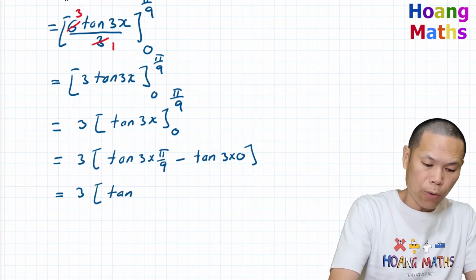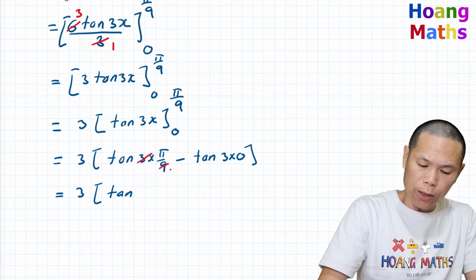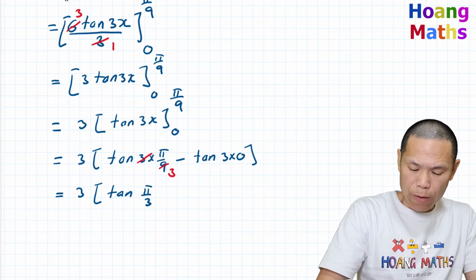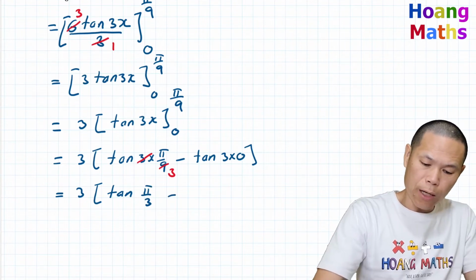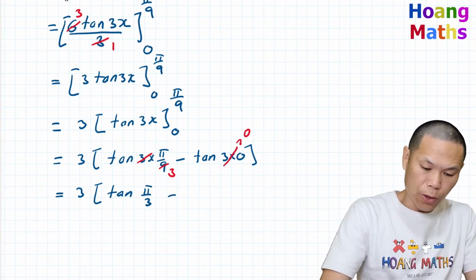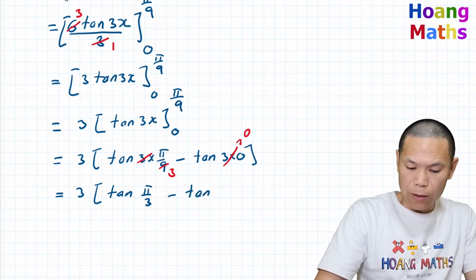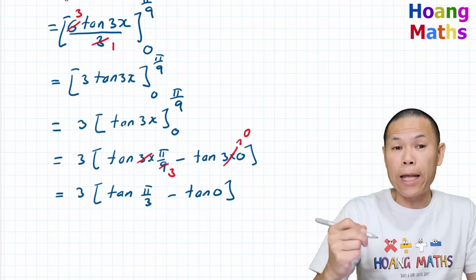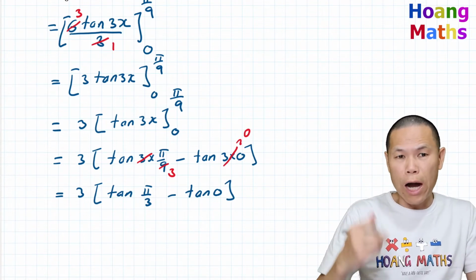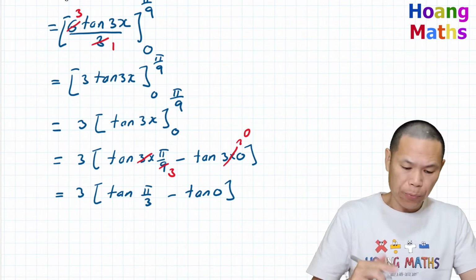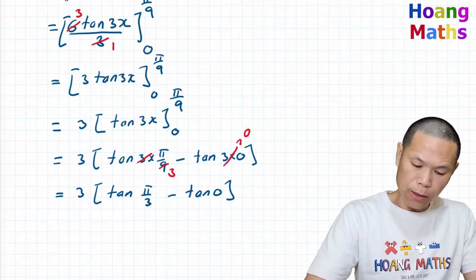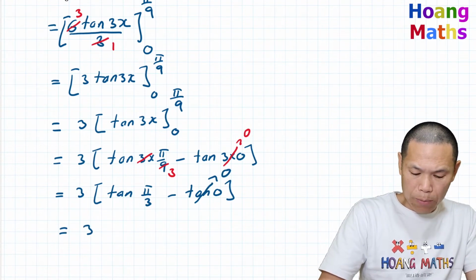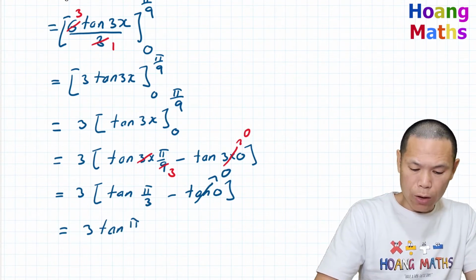tan of, so what I do, you cancel this, that gives me 3. So that is pi over 3 minus, this one here is equal to 0. So that is tan of 0. So now we know that tan of 0 will give us 0. Otherwise, you can just put that on a calculator. So that is 0. Now that will give us 3 times tan of pi over 3.